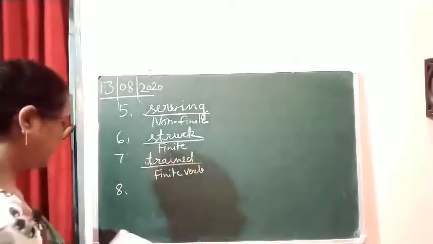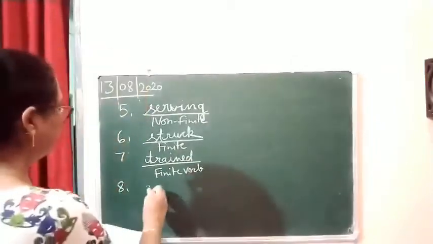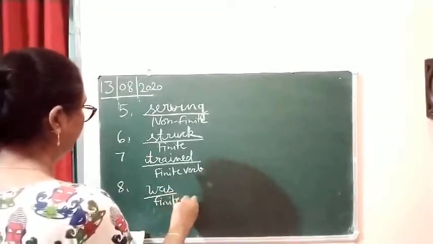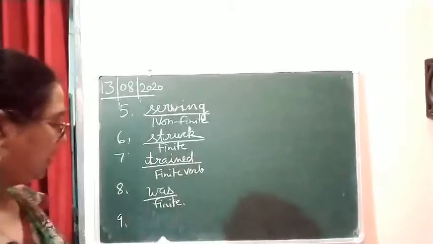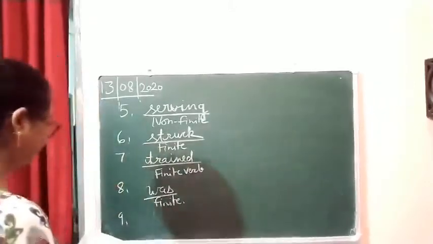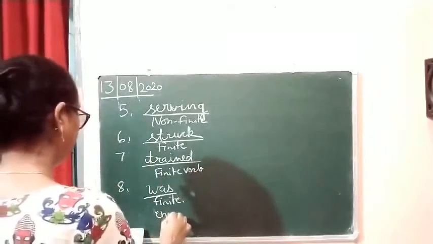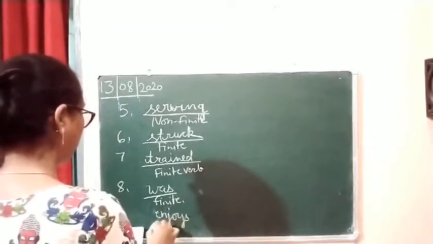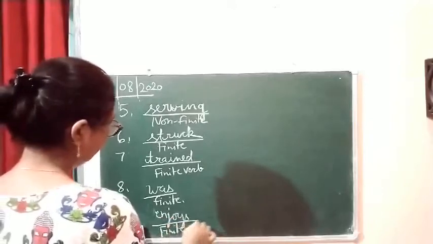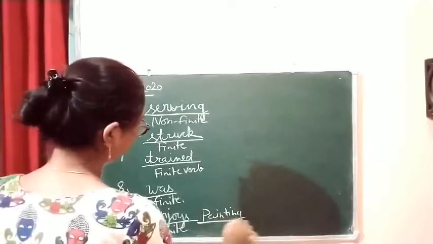In number 8: The speaker was audible. Was over here is finite. In number 9: Ruxana enjoys painting. Here enjoys is finite and painting over here is non-finite.